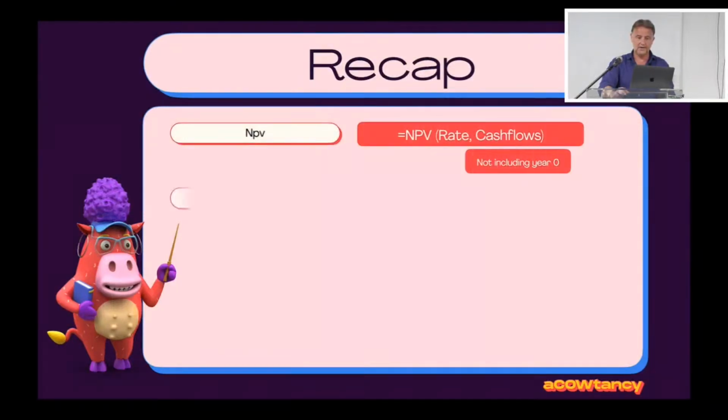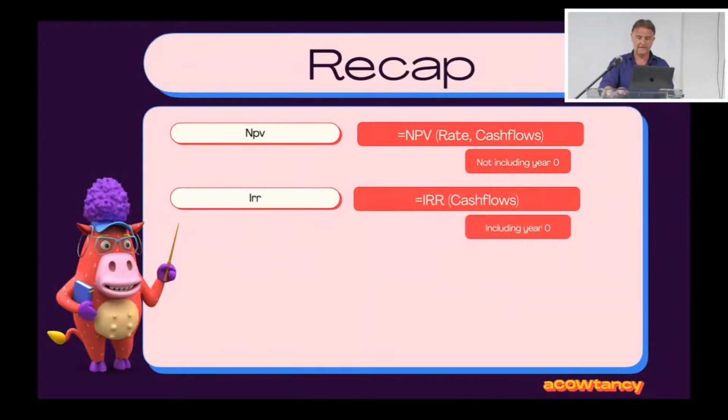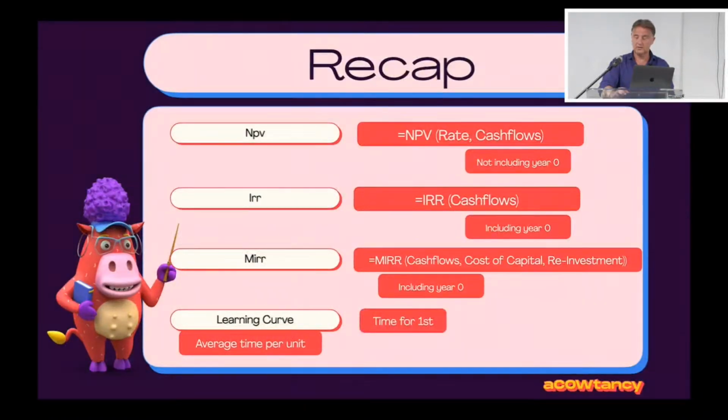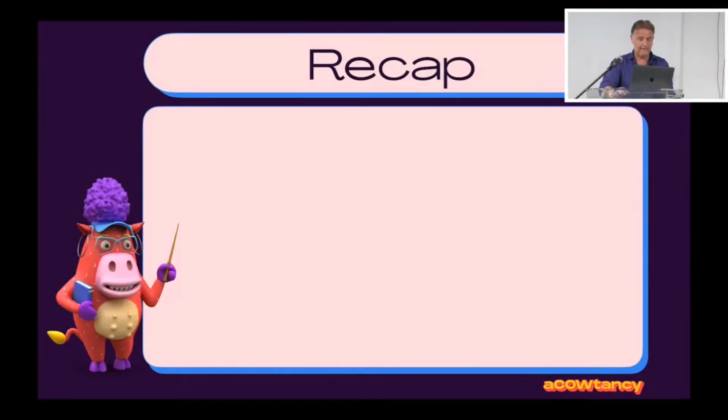NPV, we know. IRR equals IRR what? Cash flows, including year zero. MIRR, cash flows, comma, cost of capital, comma, reinvestment, including year zero. Learning curve, Y equals number of items. No, completely wrong, Richard. Time for the first units, times number of items to the power of b. How do you calculate b? Log R in brackets divided by log 2. Easy when you know how. Okay. Cost of redeemable debt. How do I do it?